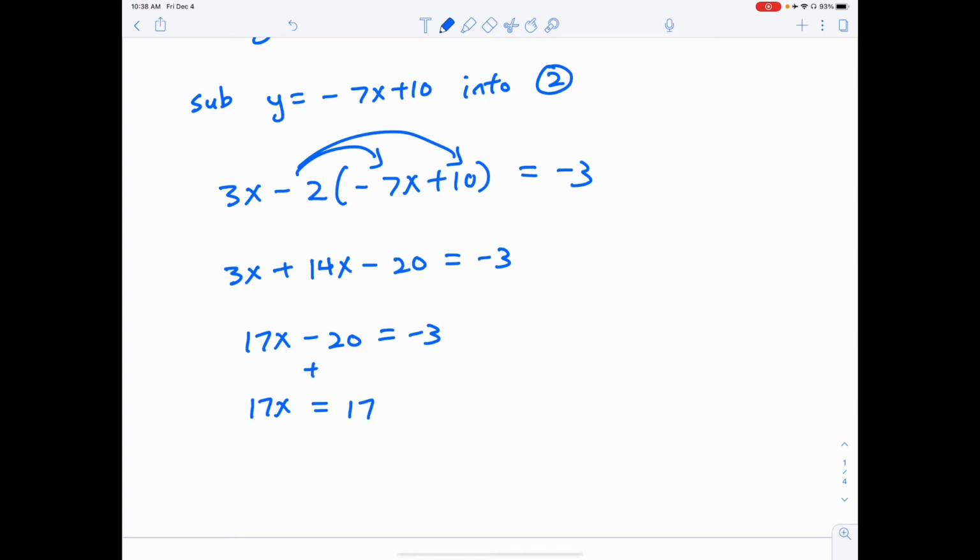So we just show our work there, plus 20 to be fair. Again, we do it on both sides since there's an equal sign. And lastly, we divide both by 17. So x is now equal to 1.